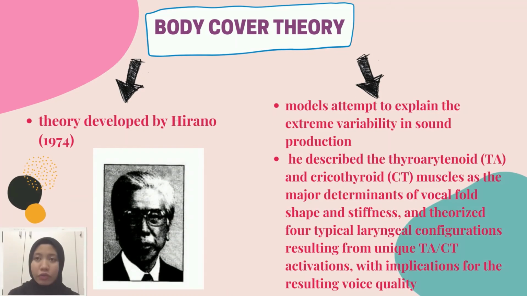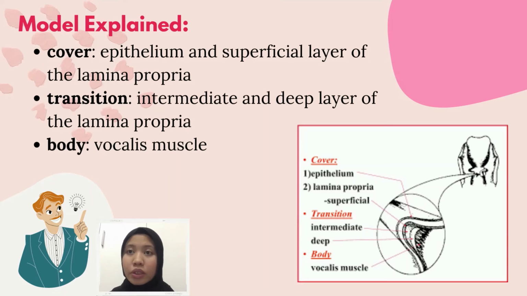Next is the body cover theory. This theory was developed by Hirano in 1974. It is a modest attempt to explain the extreme variability in sound production. He also described the thyroarytenoid and cricothyroid muscles as the major determinants of vocal fold shape and stiffness. On the next slide we will look at the model explained. First, cover: epithelium and the superficial layer of the lamina propria. Second, transition: the intermediate and deep layer of the lamina propria. Third, body, which is the vocalis muscle.